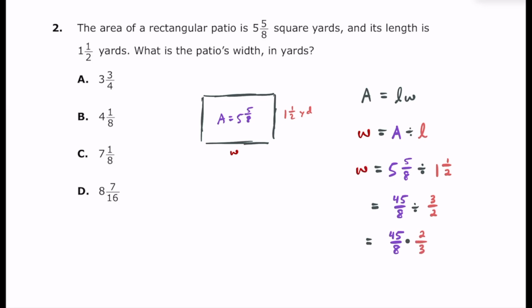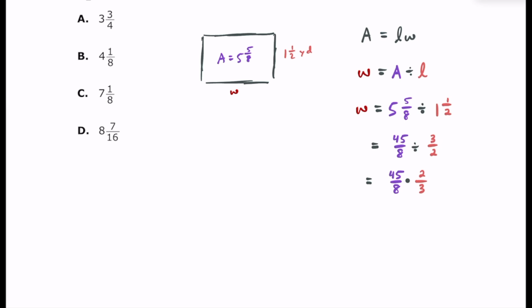At this point, you can cross cancel, or you can just multiply and then simplify. I think what I'm going to do here is just multiply the tops and bottoms. If you know how to cross cancel, go ahead and do so, but not everybody feels as comfortable doing that. So 45 times 2 is going to be 90, and then 8 times 3 is going to be 24. You look at our answer choices, none of them say 90 over 24, so maybe we can simplify this. So 90 over 24, what's a common factor you could divide these both by?